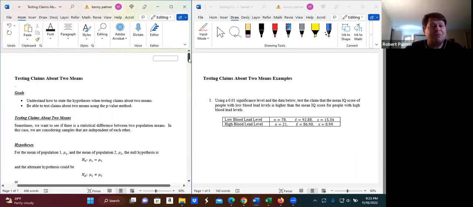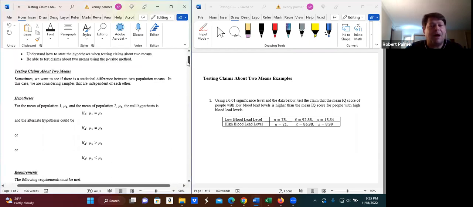So what we mean by two means is basically we want to compare two different populations with their means, and we're trying to determine if there's statistical evidence to say that there's possibly some difference between them. Whether one is greater than the other, less than the other, or maybe just not equal. And here we're talking about samples that are independent of each other. In a future video, I'll talk about how to deal with cases where you're comparing the means of two populations that are not independent of each other, but here we're just considering independent samples.